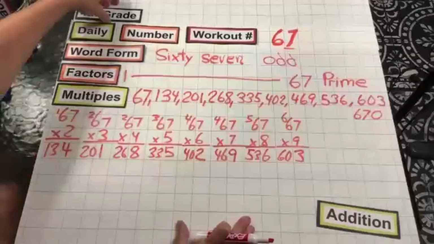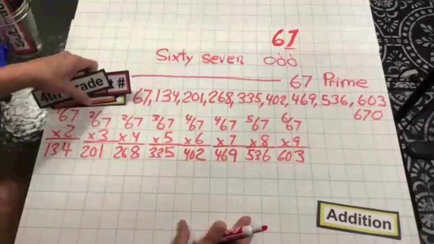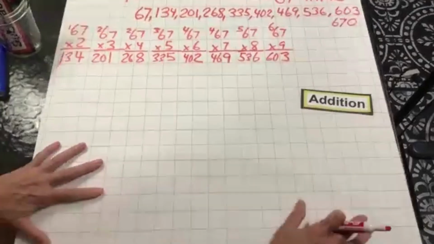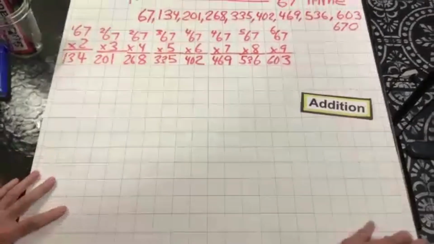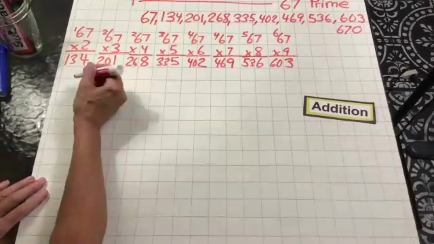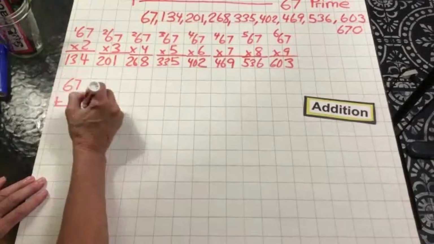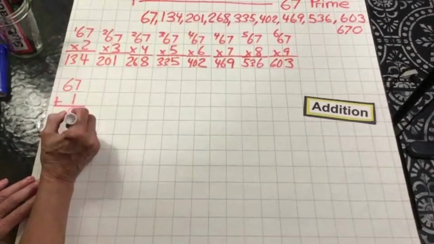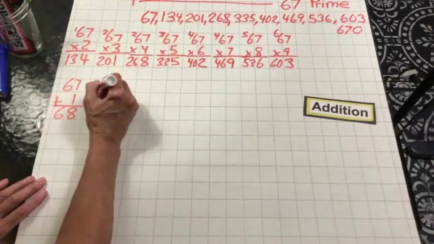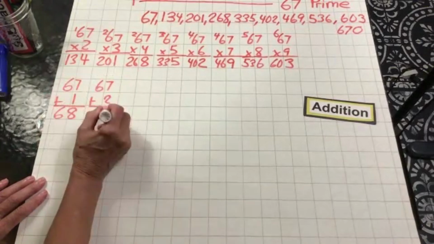So I'm going to move my paper up here. Make sure you can see everything. All right, there we go. I want to make sure I got this on here right. So we have 67 plus 1. 7 plus 1 is 8. Drop 6 plus nothing is 6. 67 plus 2. 7 plus 2 is 9.